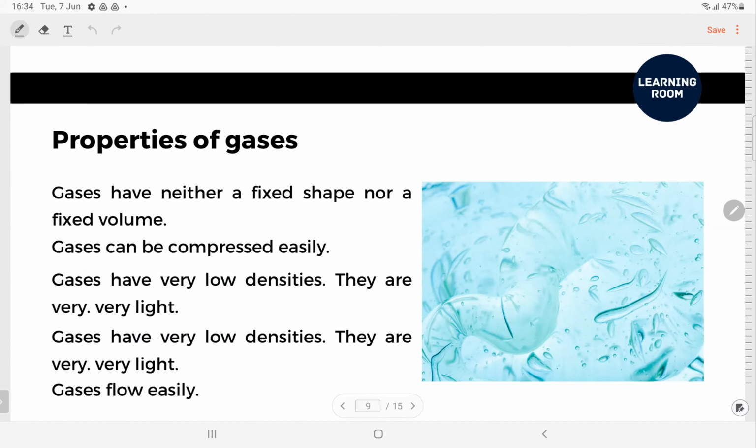At that time, what happens? Density will get increased. So that's why gases are much less dense compared to solids. Finally, gases are very, very light. You can feel them, but you can't feel how heavy they are. And gases can flow easily, from this room to another room, from this place to another place. My question: can you measure the gas?